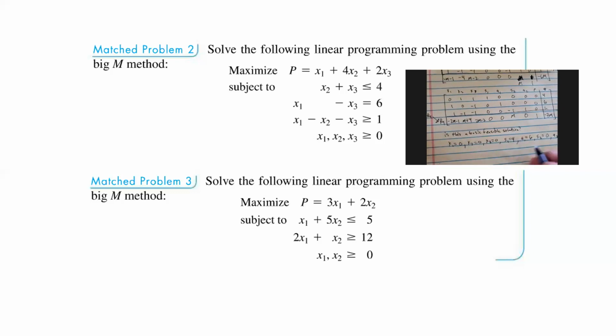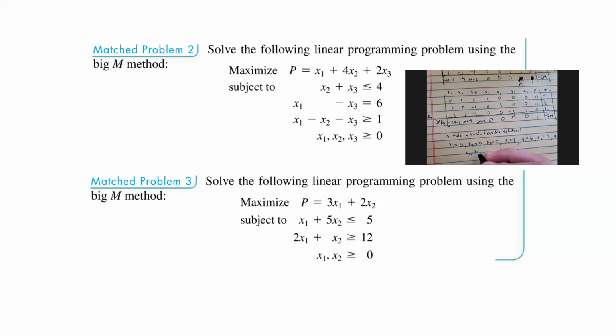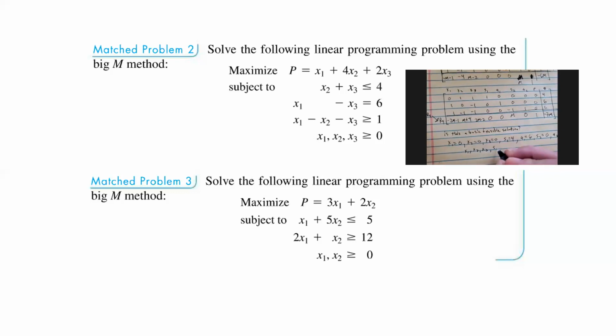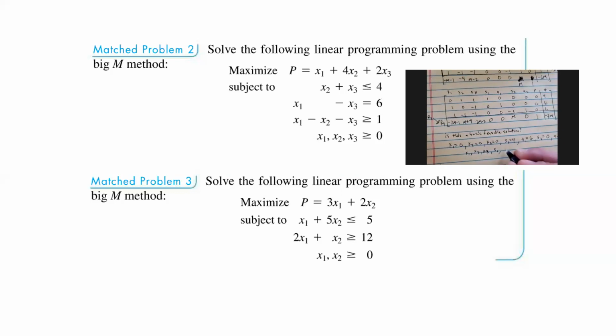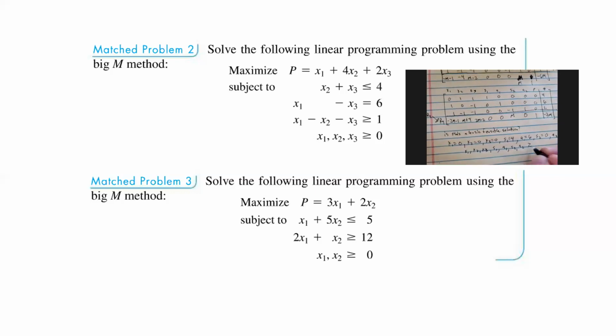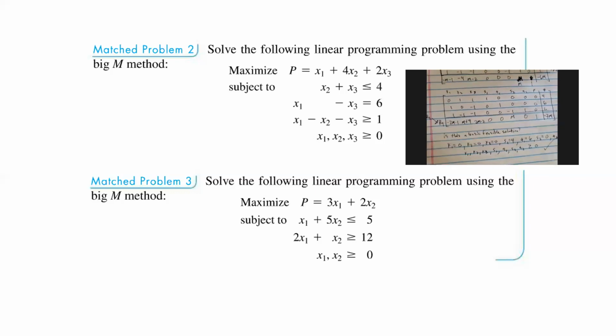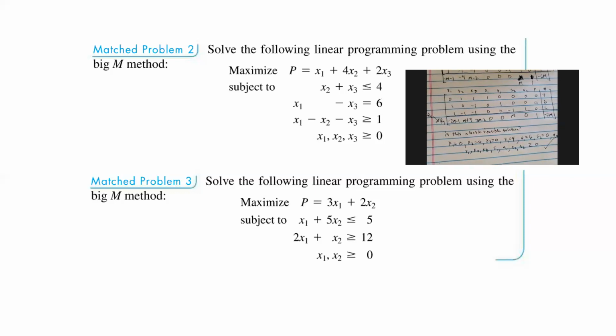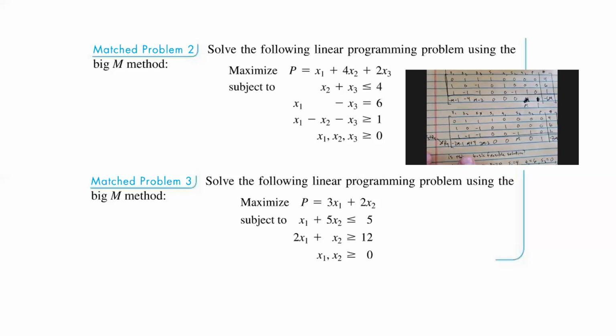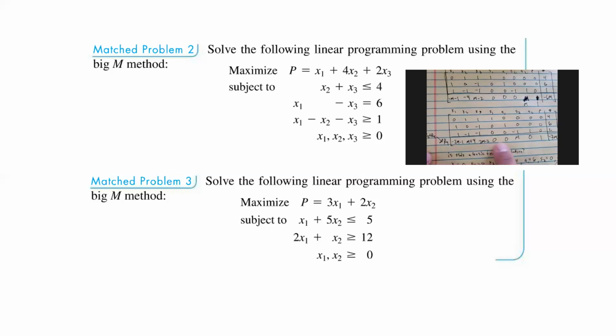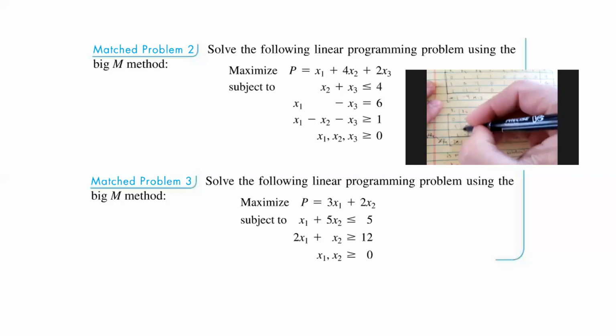So in this case, x sub 1, x sub 2, x sub 3, S1, A1, S2, A2 are all greater than or equal to 0, which means we have a basic feasible solution. So now we can start our pivot operations. And so we'd find the most negative number in the bottom row. Looks like it's negative 2m minus 1. So this would be our pivot column.